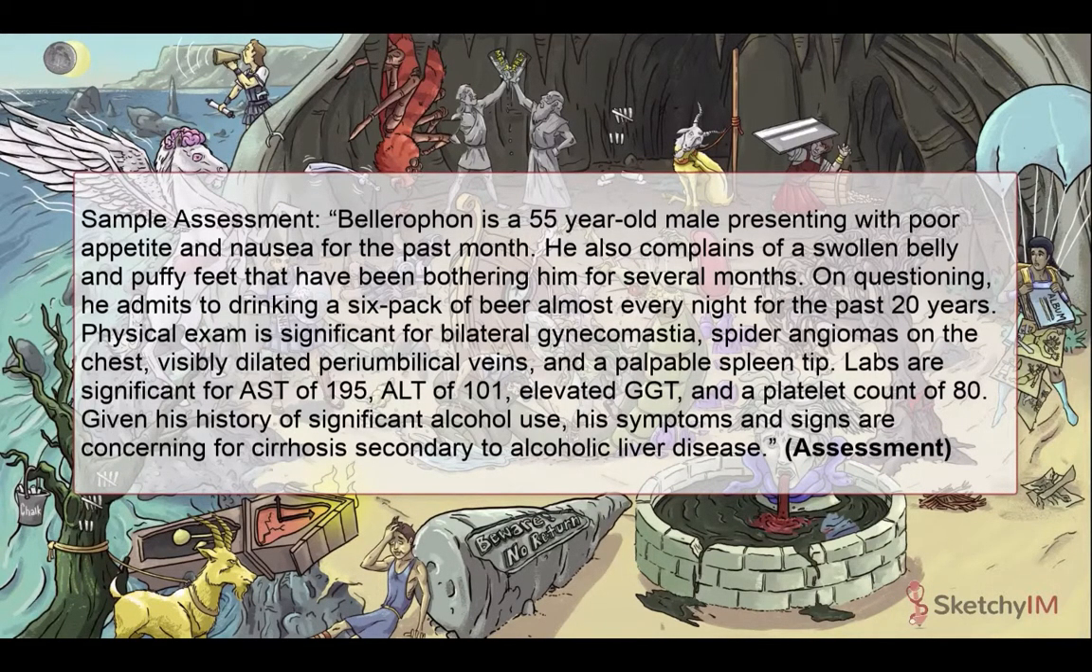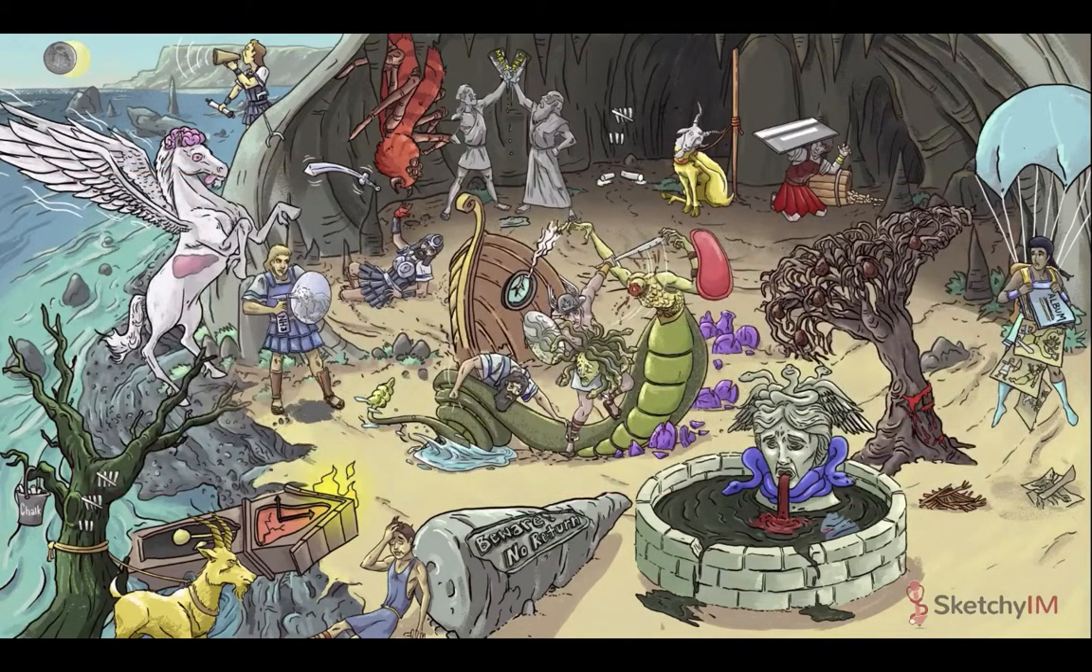Given his history of significant alcohol use, his symptoms and signs are concerning for cirrhosis secondary to alcoholic liver disease. Welp, that Gorgon is Gorgon, if you know what I mean. Mission accomplished. Let's sum up this Greek legend into a few important points.